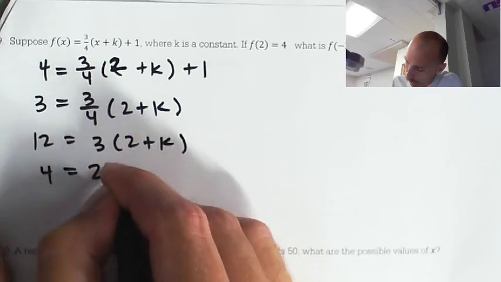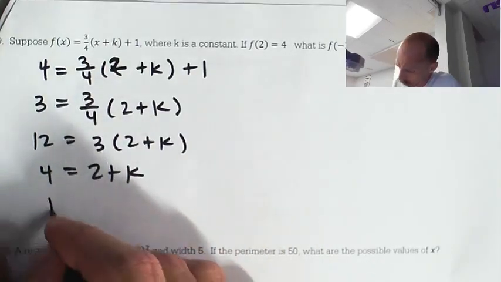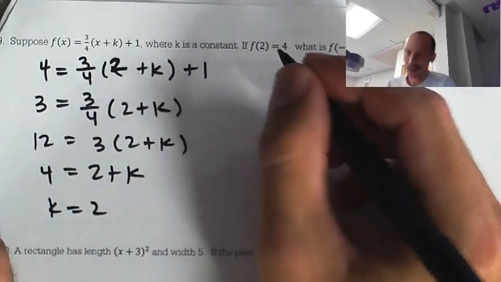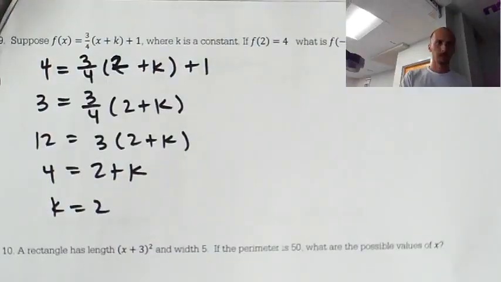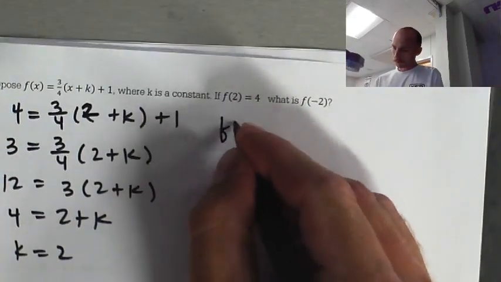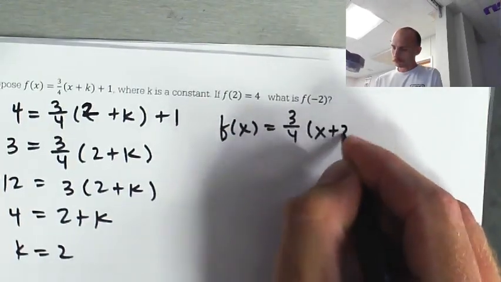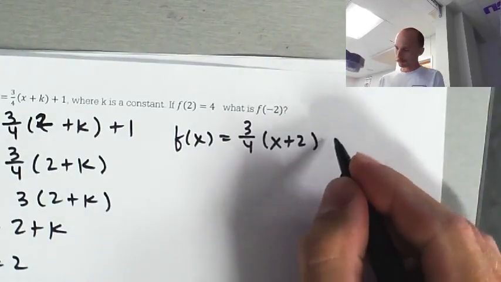Divide by 3, subtract 2, and now I've got it. Okay, all right, now that I know k, I can say f of x is equal to 3/4 of x, and then add 1.